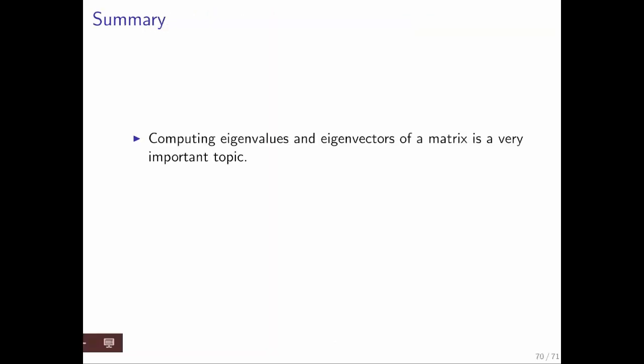So in summary, computing eigenvalues and eigenvectors of a matrix is a very important topic. It's a topic that we're not going to be able to do justice in this particular course. You're going to see a lot of examples of where these are important when you take a course in differential equations. So we're only going to have time to scratch the surface. However, what we hope is that the background that we give you will allow you to then more quickly understand the topic when you see it in other classes.